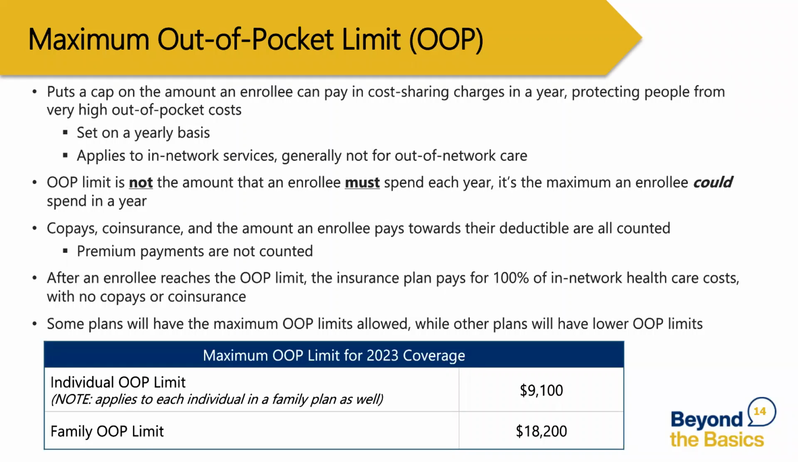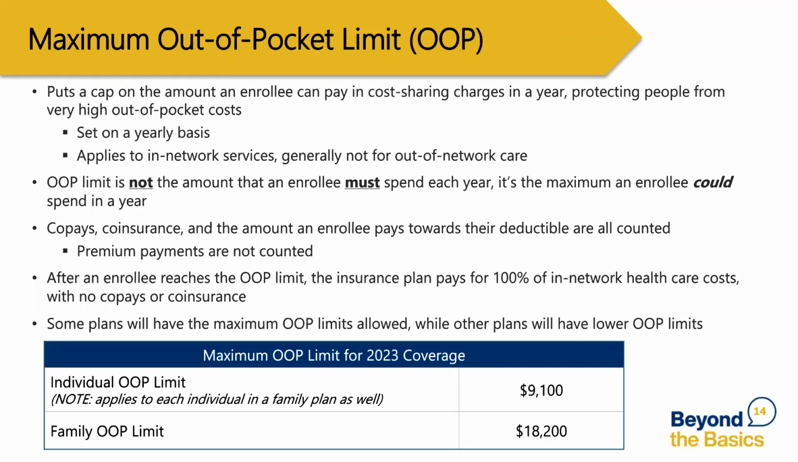The out-of-pocket limit is not an amount that an enrollee has to spend every year. It's a maximum amount that an enrollee could be asked to spend in a year if they had a very large amount of healthcare costs. Copays, coinsurance, and the amount an enrollee pays towards their deductible all are counted toward this amount. But premium payments are not counted, right? Because premiums are separate from the cost sharing in the plan.